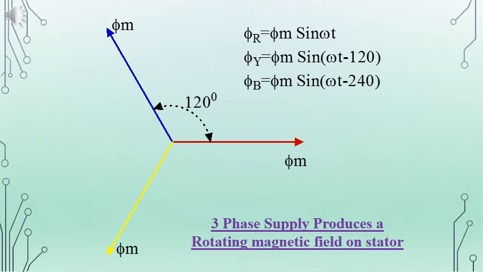And when we consider each phase, the magnitude of flux that is produced is equal but displaced by 120 degrees, and it rotates in the anti-clockwise direction with an angular velocity of omega. And the equations for each phase are given as phi r equal to phi m sin omega t, phi y equal to phi m sin (omega t minus 120), phi b equal to phi m sin (omega t minus 240).